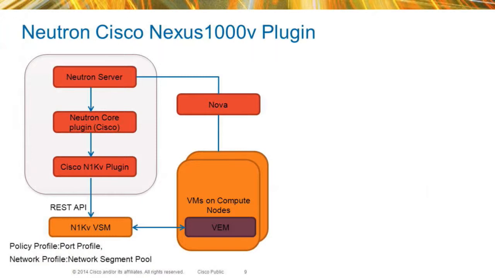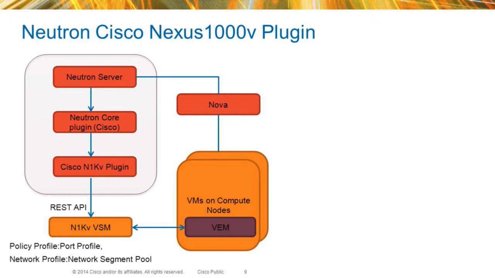So let's look at the Nexus 1000V solution first. And by the way, Balaji, who is the product marketing manager for the Nexus 1000V team, is also going to be talking in more detail about this in tomorrow's vBrownbag session. From a block diagram perspective, here you can see the Neutron server has the Neutron Cisco core plugin loaded. Within that, we have the Nexus 1000V plugin. It communicates with the Nexus 1000V VSM, the Virtual Supervisor Module.